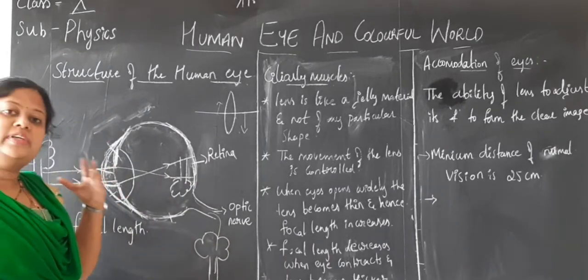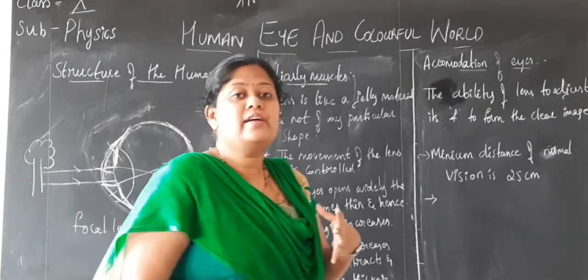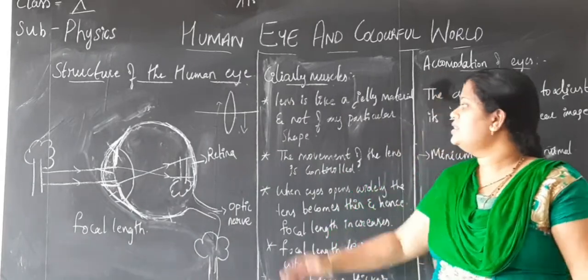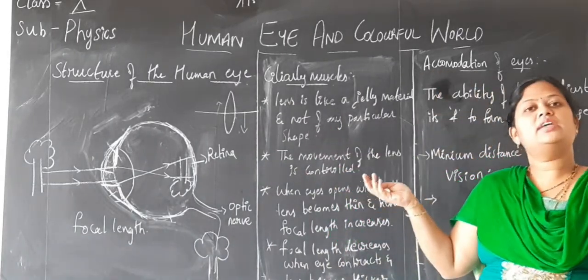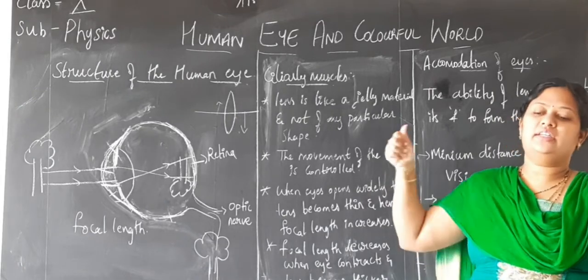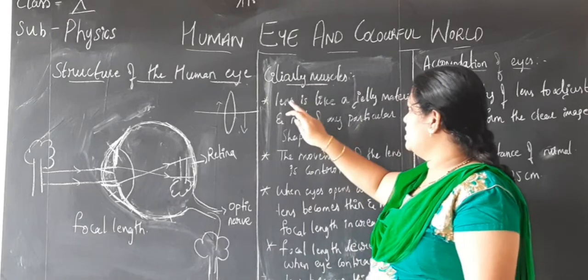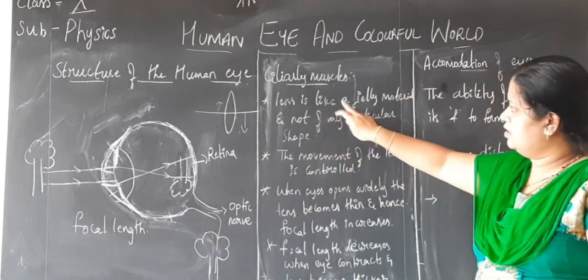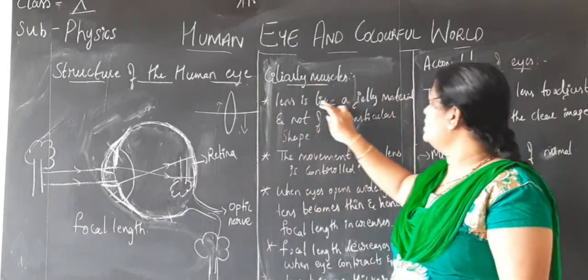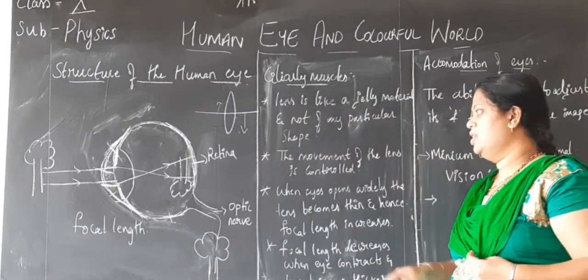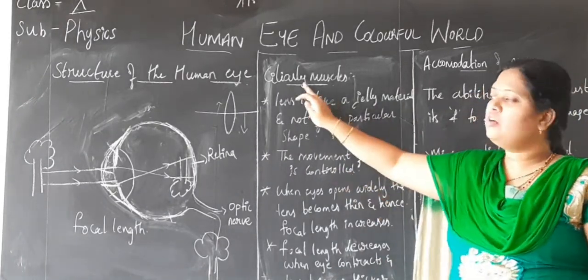The lens which is present in our eyes is not hard like the lens you see in the labs, as I said already. It is a jelly-like material, meaning it contracts and expands, and it is controlled by the ciliary muscles. The crystalline lens is like a jelly material and not of any particular shape. The movement of the lens is controlled by what?